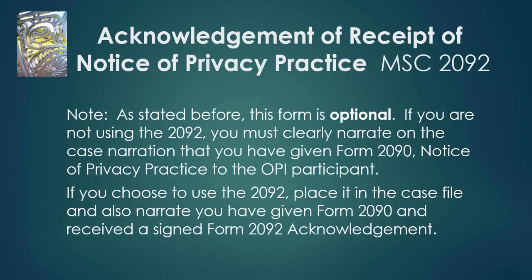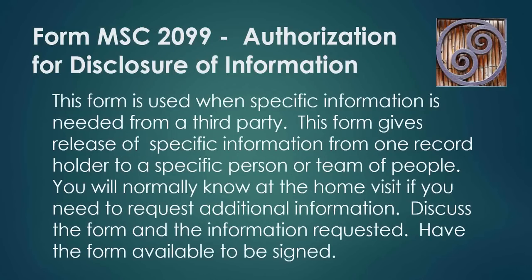Great. Okay, let's talk about another form. These 3 forms can get easily confused with one another because they have similar numbers. But I think you've seen the MSC 2099. This is the Authorization for Disclosure of Information, or it's also called by many people a release of information. And so this form is used when specific information is needed from a third party.